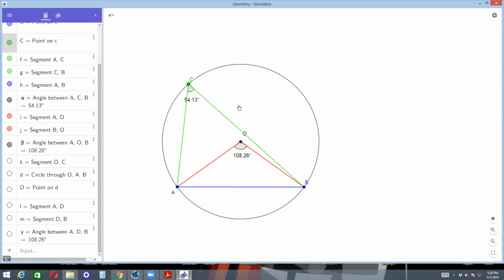As I move it around here, notice it's always the same, no matter where it is. So that's another one. If you have a chord AB, it always projects the same angle on the circumference, no matter where on the circumference it is. Except if it's down here, then it will be 180 minus that.